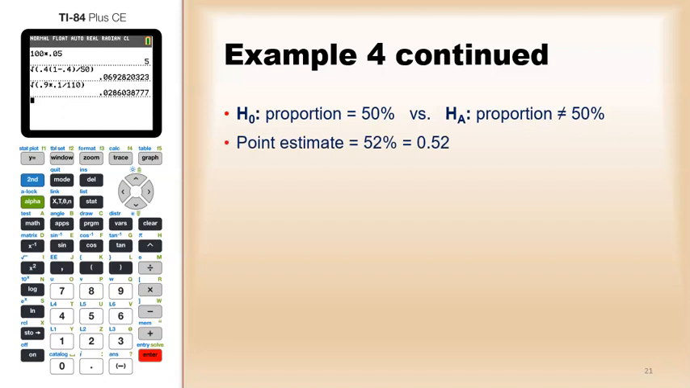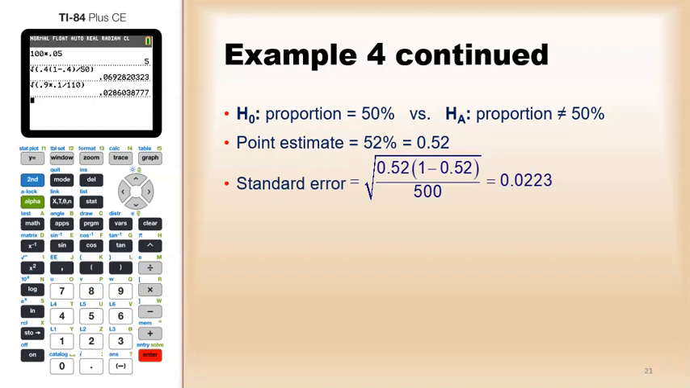The point estimate was told to be 52%, and it was a sample size of 500. So the standard error is the square root of 0.52 times 1 minus 0.52 over 500. Square root of 0.52 times 0.48 divided by 500. We get a standard error of 0.0223.